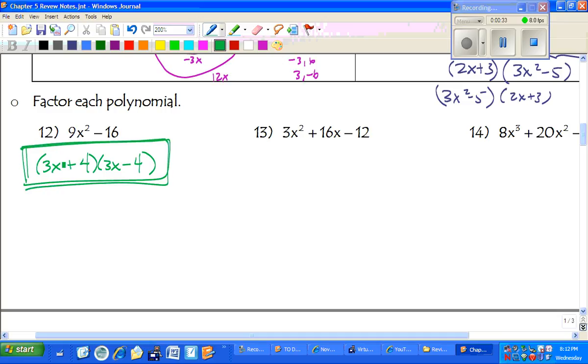Remember, you can always check these by using FOIL or the box method. Multiplying this out, you should get the same thing that you started with.